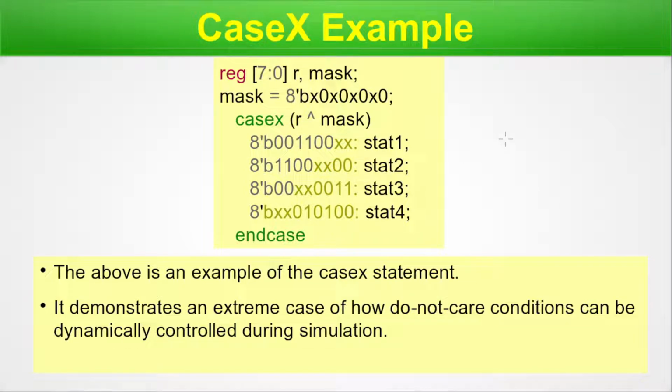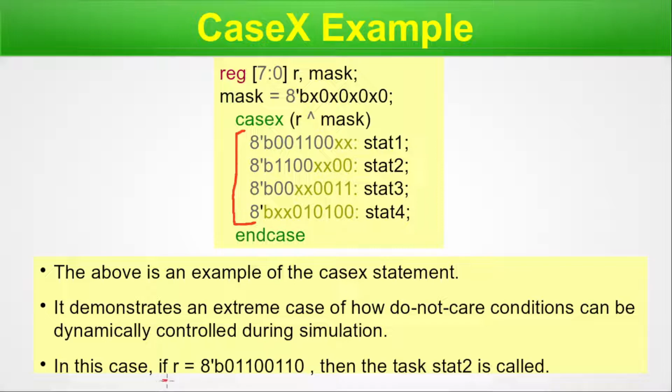And this dynamicity, one thing I would like to mention, actually reduces the number of cases that we are writing as a lookup table. Next, in this case, if R is equal to this, then the task stat2 is called. This is a typical example, right? You understand this particular case example using the case X statement. So here we are done with the slide. Let's move on to the next slide.